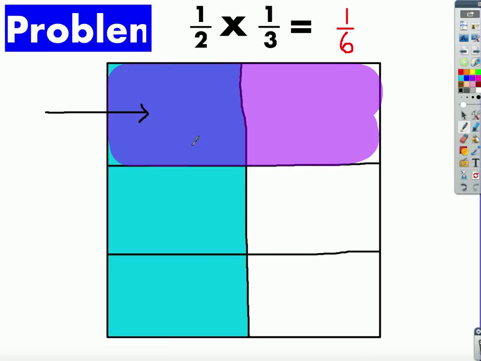Okay. Now you can kind of see already that we have one area that is overlapped right here. Okay. So if you see how many areas we have cut now, there's 6 of them. And one of them is an overlap. Well, that's what our answer is right here. 1 out of 6. So 1 out of 6 would be overlapped. So this is kind of a drawing method of doing multiplication of fractions.